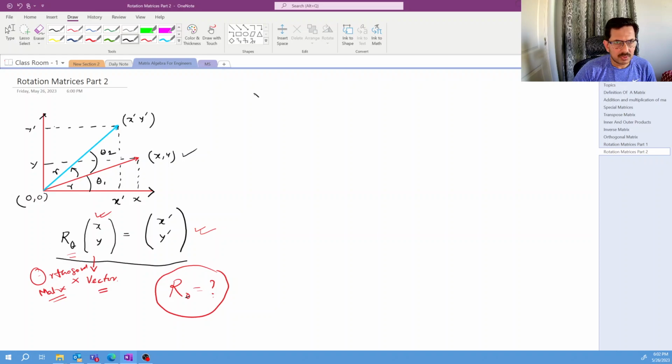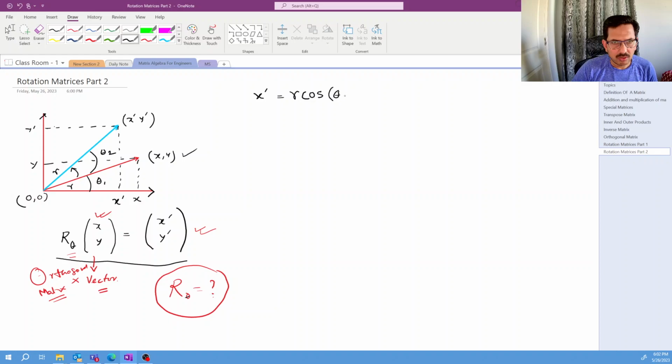So x dash will be basically r, oops, sorry, my mistake. Okay, by chance if you are not following, please comment or email me. I'll provide my email ID so that you can understand anything, but hope this will help.